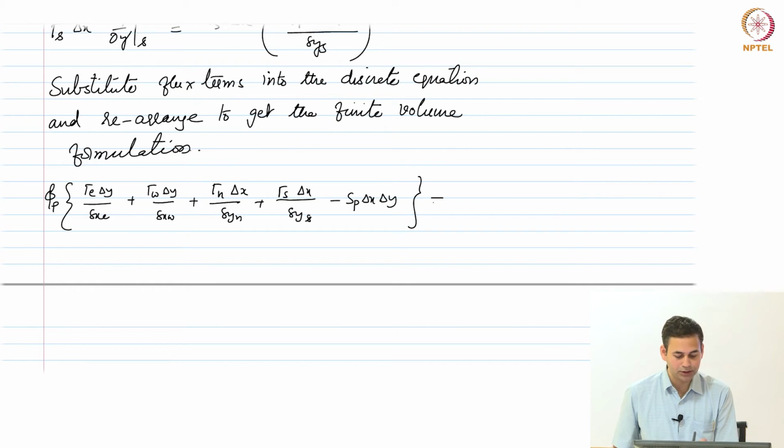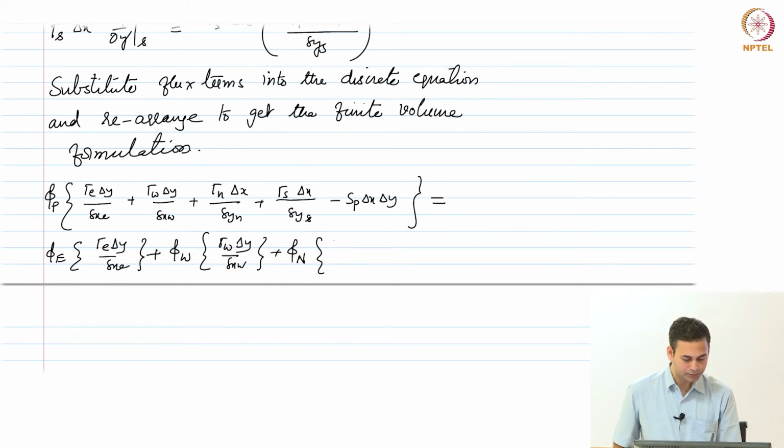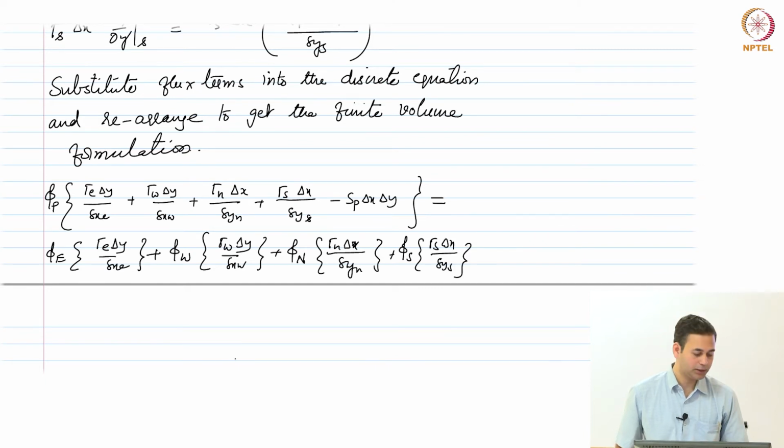Fine, okay, and equals on the right hand side we have phi east times gamma east delta y by del x e plus phi west times gamma west delta y by del x w plus phi north times gamma north delta x by del y north plus phi south times gamma south delta x by del y south, right, plus SC times delta x delta y. Okay. So that's all we have. We don't have any other minus other than the minus SP delta x delta y term.